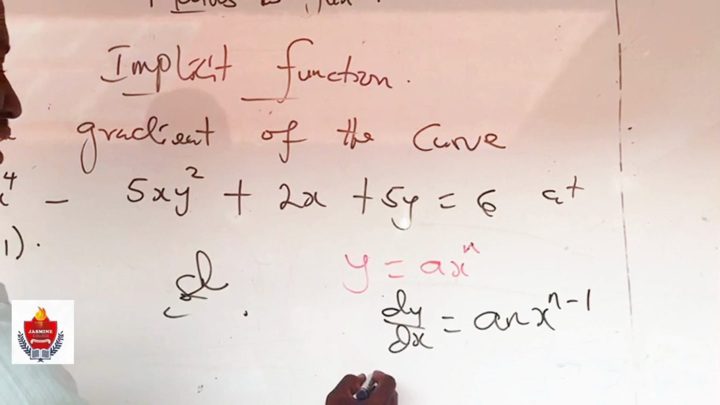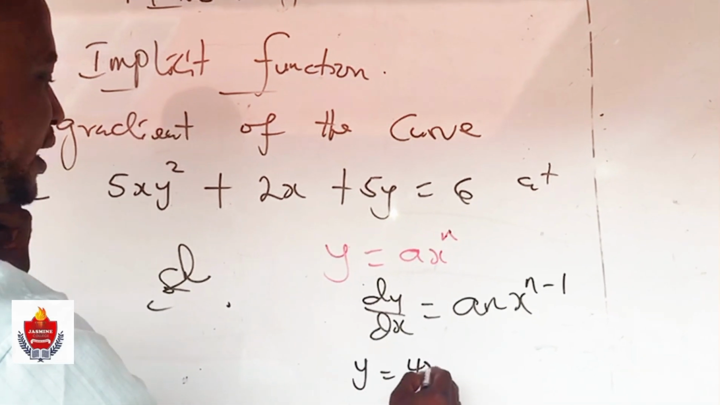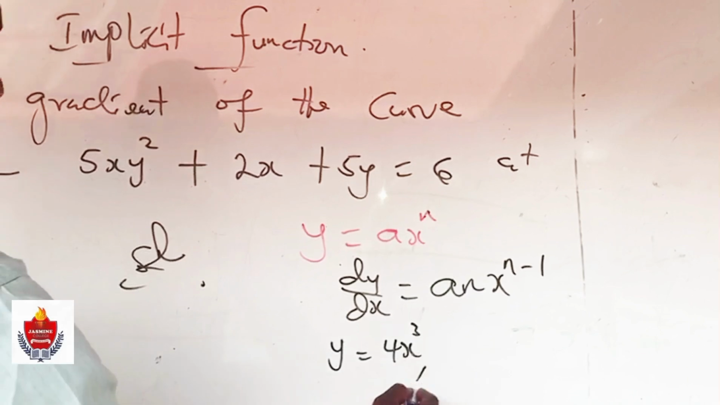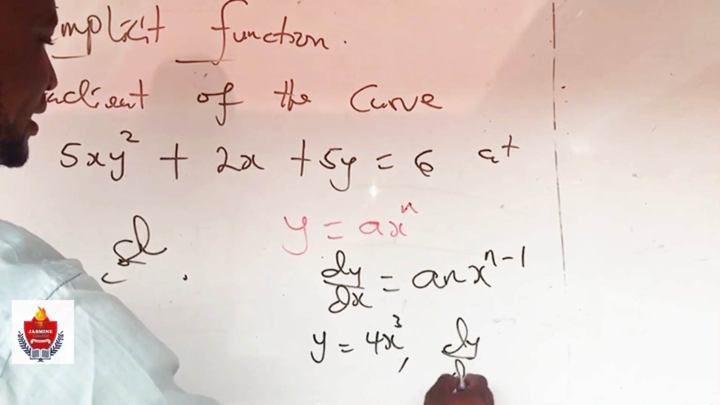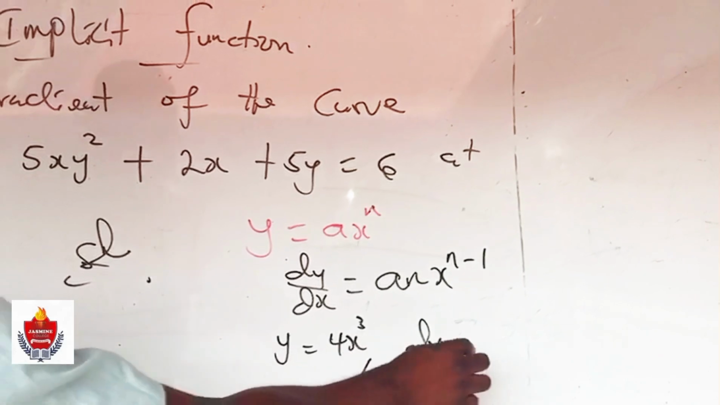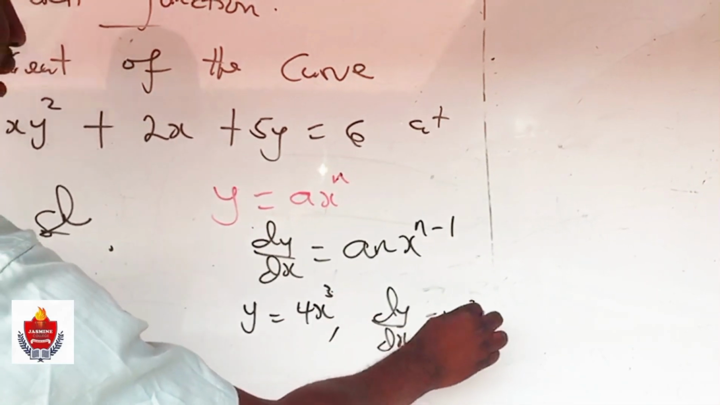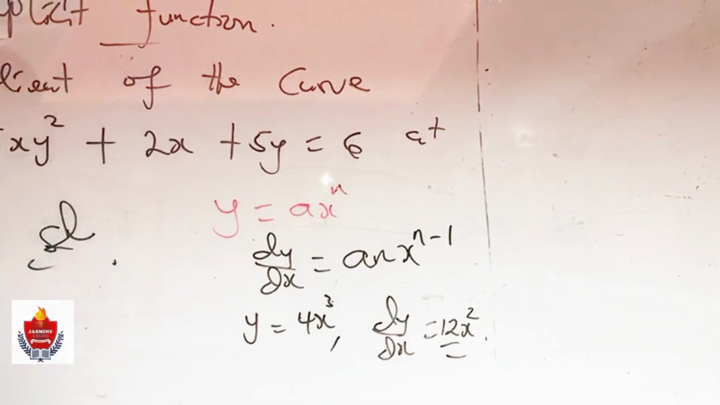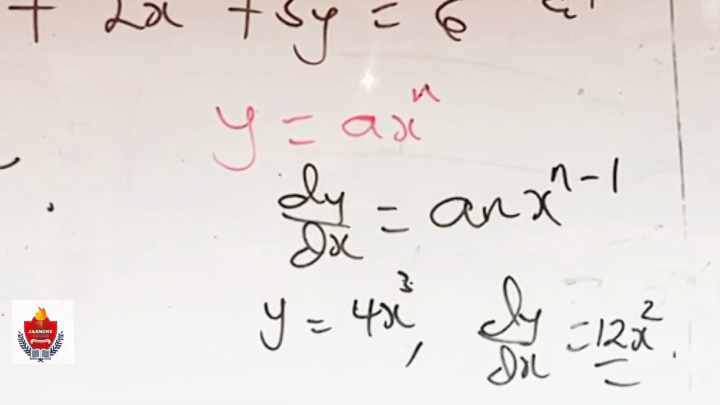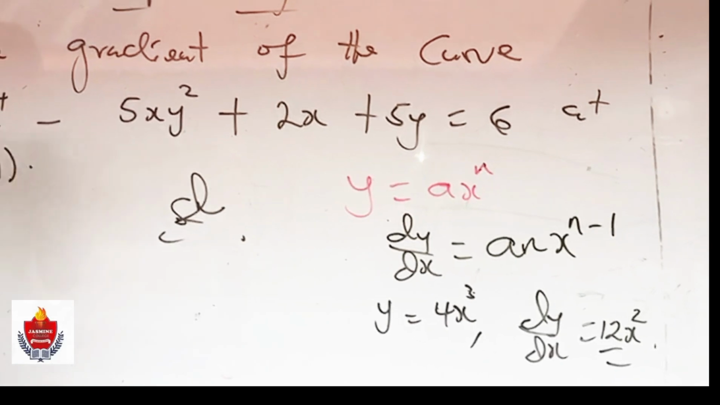Let's take, for instance, y as 4x raised to power 3. Obviously, dy/dx is going to be 3 multiplied by 4, which is 12, and then drop this power 3 by 1, and then you have 2. And so the answer is 12x raised to power 2. And so this idea is going to be judiciously used here.